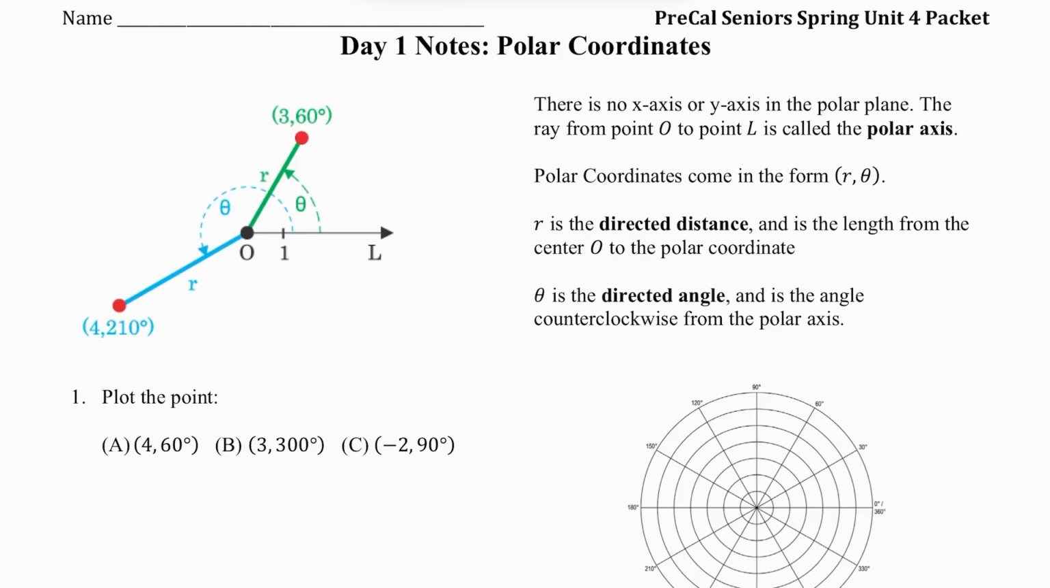All right, welcome to the fourth unit of the spring semester of PreCal for seniors. This is the first day of notes, so we're going to go back to some of this trigonometry stuff that we took a little break from. So what we're going to discuss in this unit is called polar. Polar is dealing with a coordinate system that is based on circles.